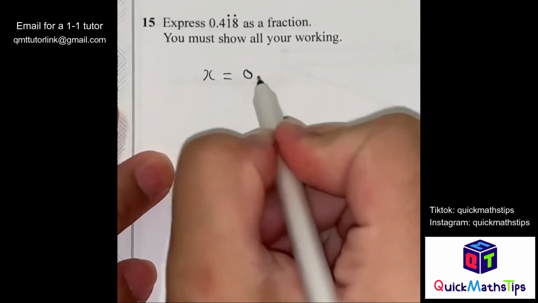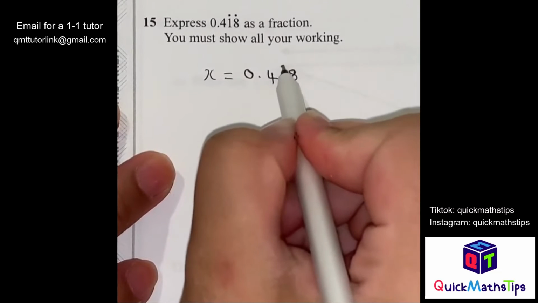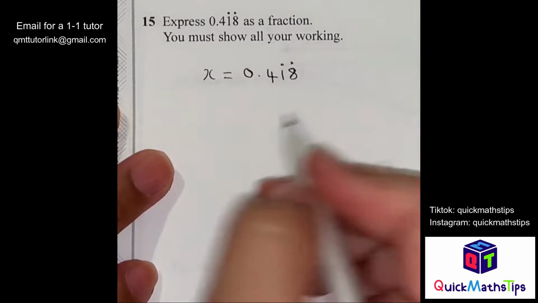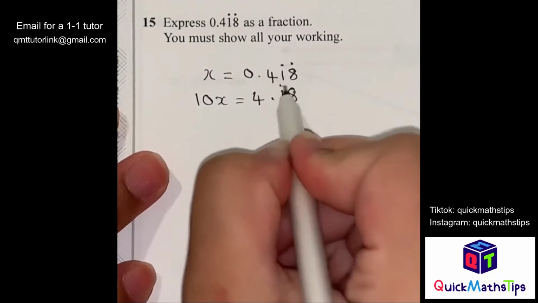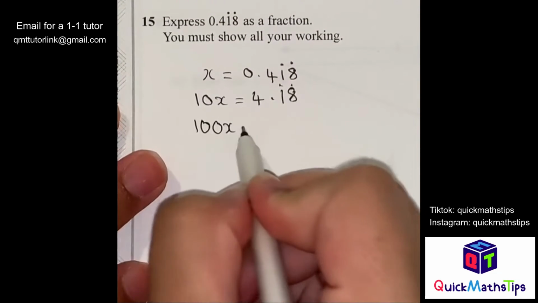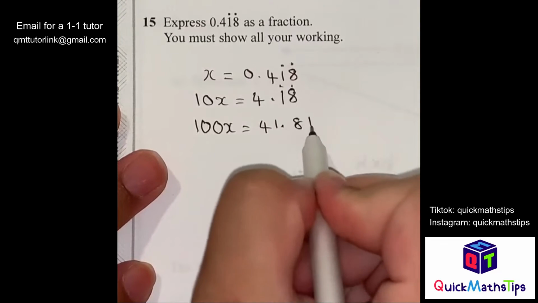In order to change a recurring decimal into a fraction, first you're going to label it as x. So x is equal to 0.418 recurring. Only the 1 and the 8 in this question are recurring. I'm going to work out 10x, which is going to be 4.18 recurring. I'm going to work out 100x, which is going to be 41.81 recurring.